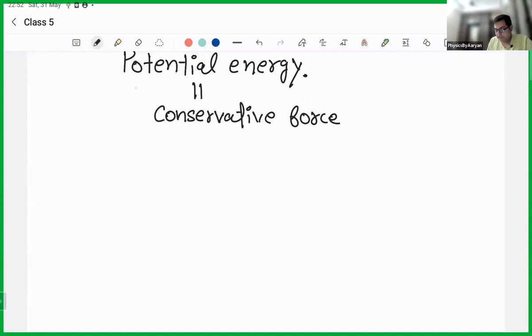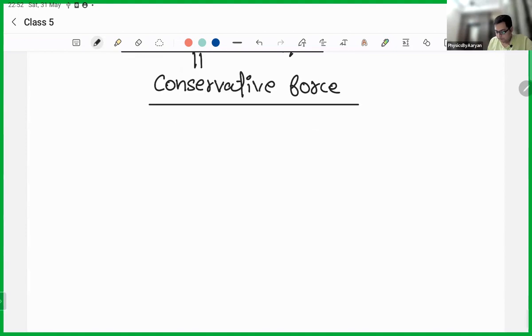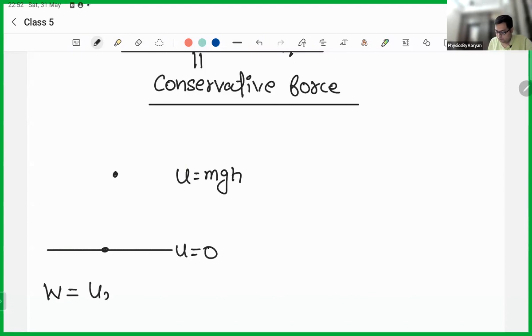Okay, the concept of potential energy comes for conservative forces. How? So it basically means that this is the ground. On the ground, what is the potential energy? Zero. And at some height, what is the potential energy? mgh. Okay. But if I go from here to here, what is the amount of work I have to do? So I have to do U2 minus U1, which is mgh.